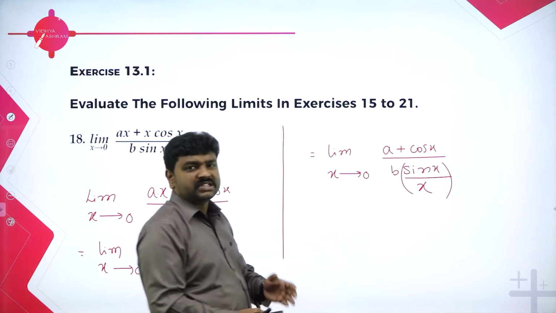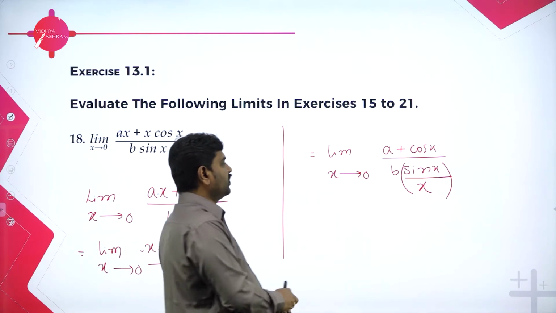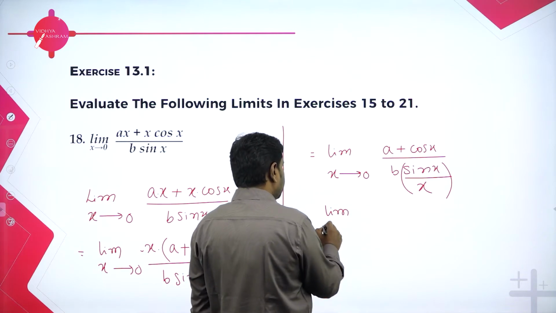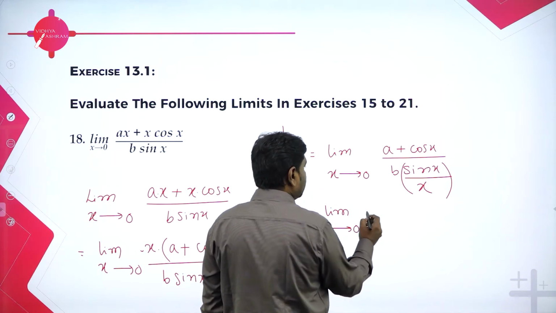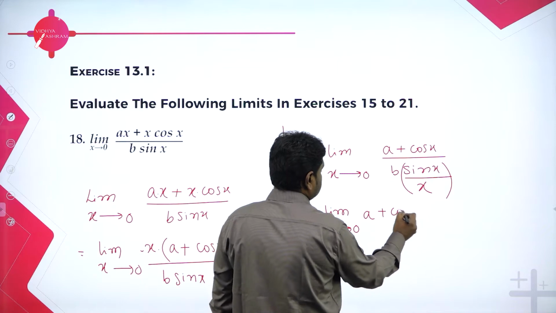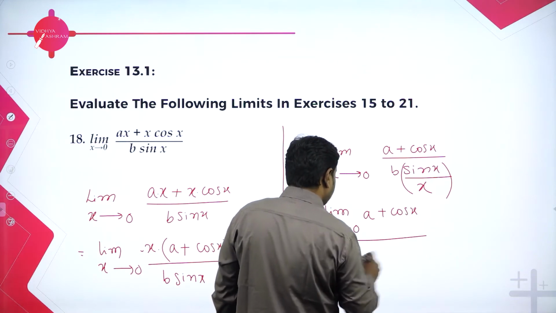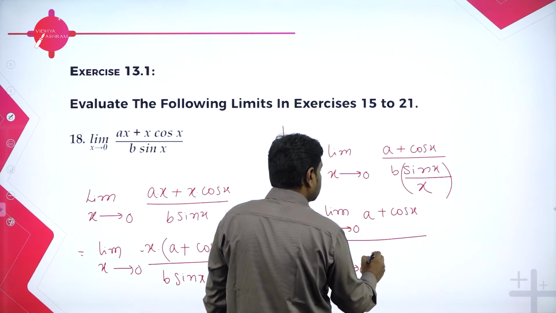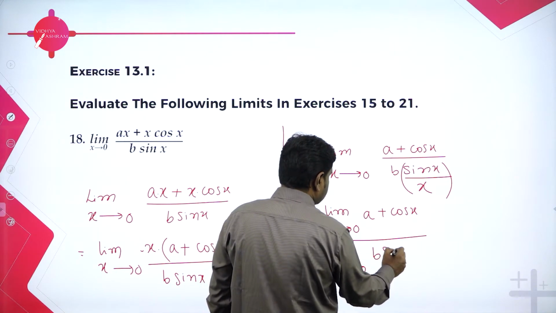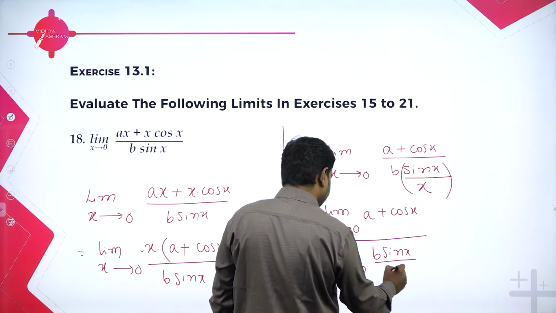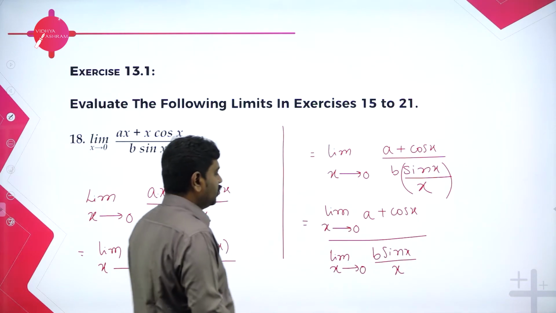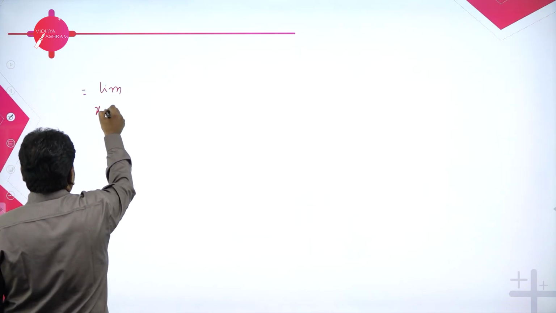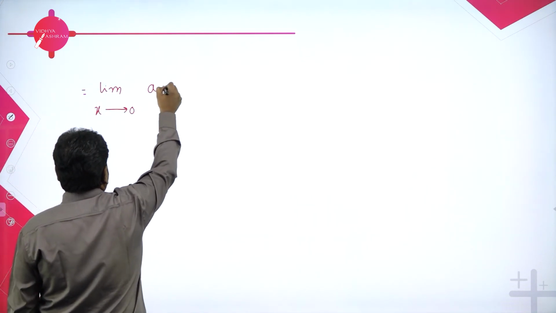Now I'll apply limit separately for numerator, limit separately for denominator. So you know, if you have f of x by g of x, you can apply limit separately for numerator. Numerator is a plus cos x. And then I'll apply separately for denominator. Denominator is limit x tends to 0, that is b sin x by x. Now numerator we have limit x tends to 0, a plus cos x.